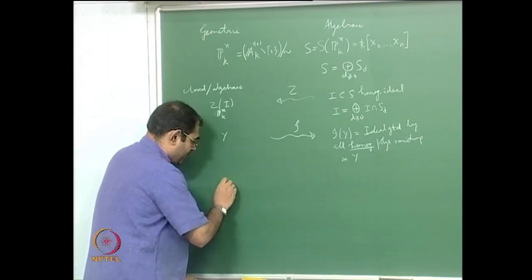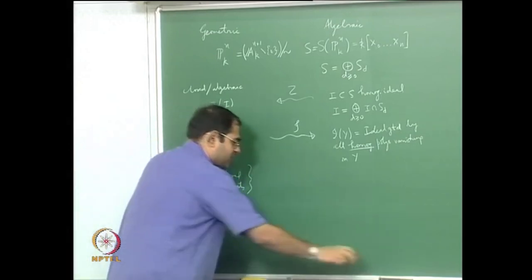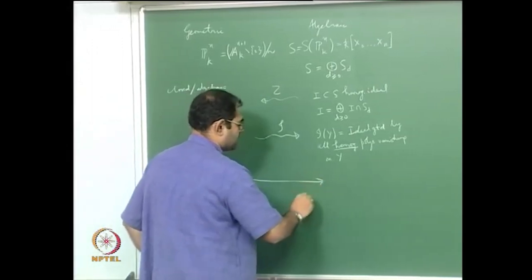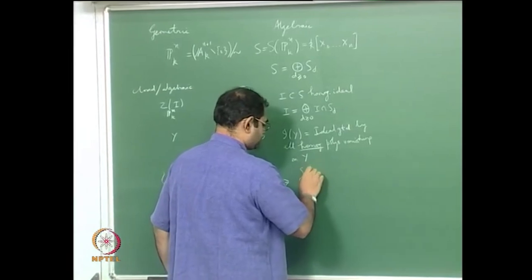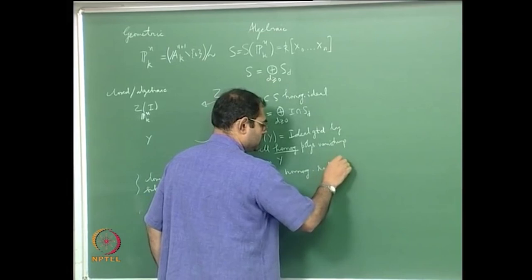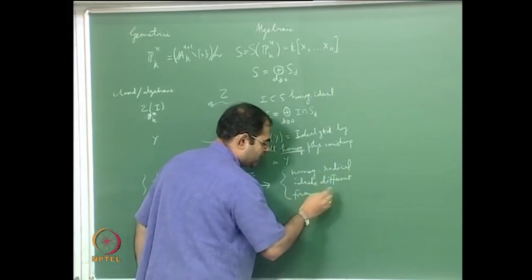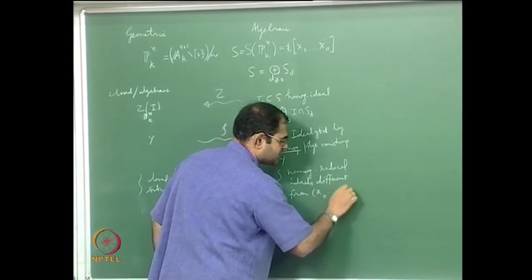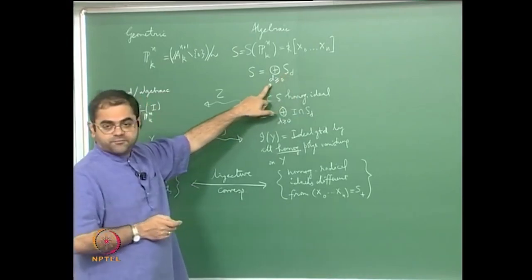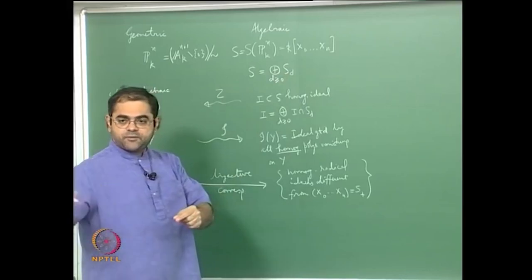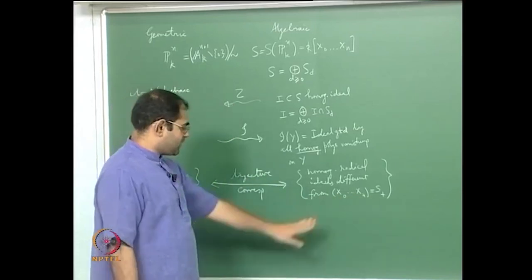So let me just repeat it here: you have closed subsets on this side, and you have your bijective correspondence; on this side, you take homogeneous radical ideals different from the irrelevant maximal ideal, which is usually written as S plus. It is written as S plus because it is the direct sum of all the S_d for d positive. If you take S_1 direct sum S_2 direct sum and so on, what you get is exactly the ideal generated by all the variables. So it is written as S plus, and this is called the irrelevant maximal ideal.